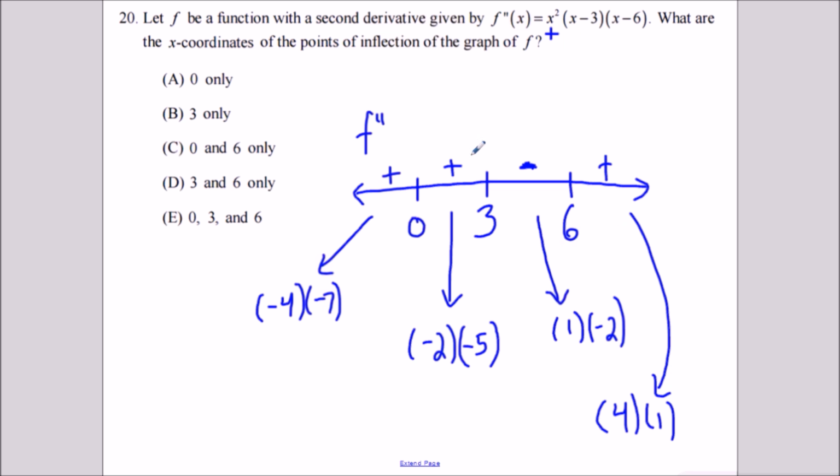So the reason why we had to check is, notice at 0, there is no sign change. So this one is out. This is not going to be the site of a point of inflection, but there is a sign change at 3 and 6. So we can say that at x equals 3 and x equals 6, we do have a point of inflection. So for 20, we should get choice D here.